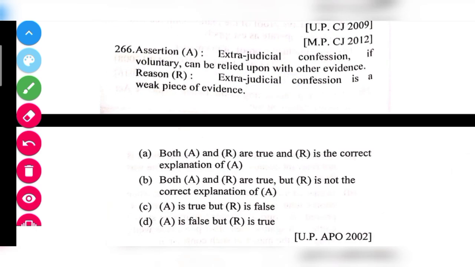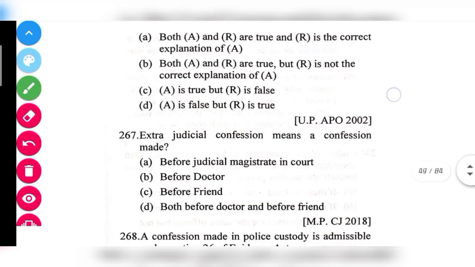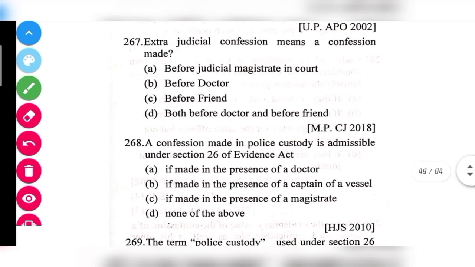266. Assertion and reason. Assertion: extrajudicial confession, if voluntary, can be relied upon with other evidence. Reason: extrajudicial confession is a weak piece of evidence. Answer A. 267. Extrajudicial confession means a confession made. Answer is D.